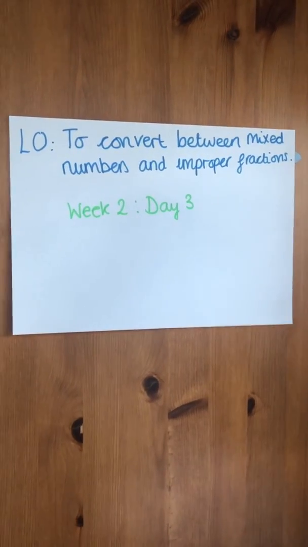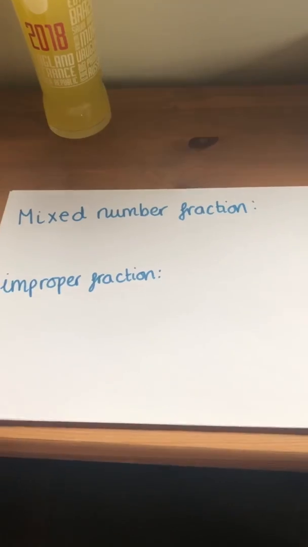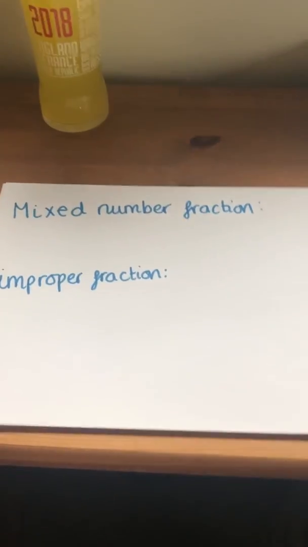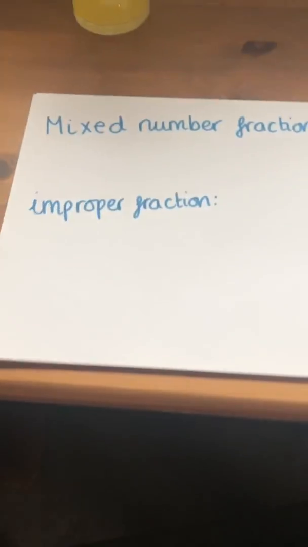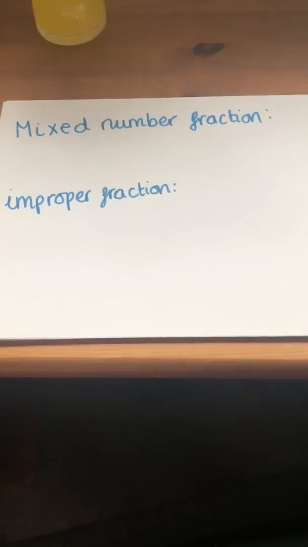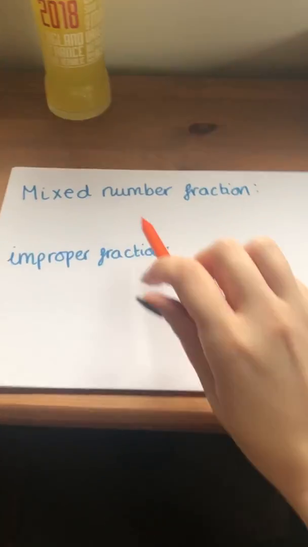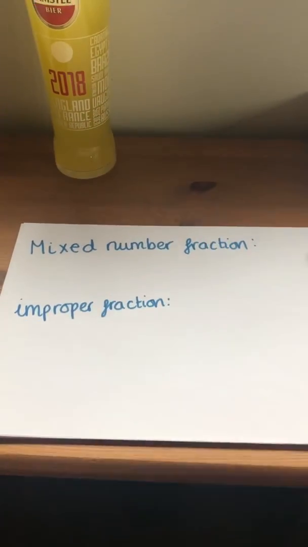Let's have a look at today's learning objective. So today we're learning to convert between mixed numbers and improper fractions. In our learning objective today, we've got two key words. We have a mixed number fraction and an improper fraction. So pause the video, give yourself a couple of seconds to think about what you already know about a mixed number fraction and an improper fraction.